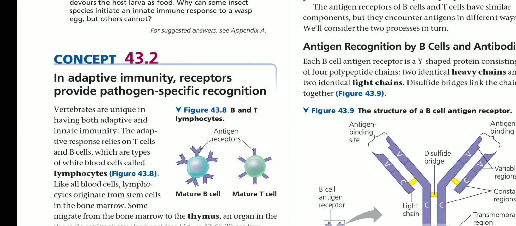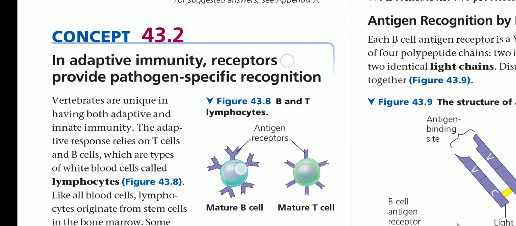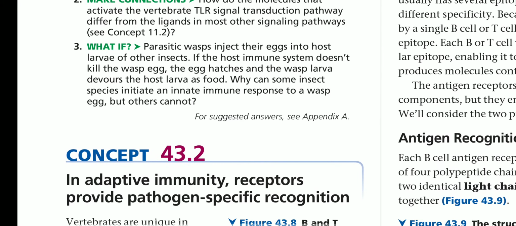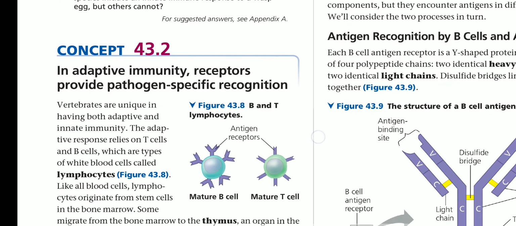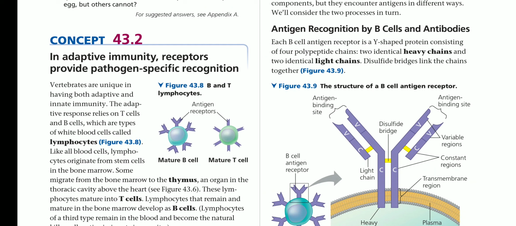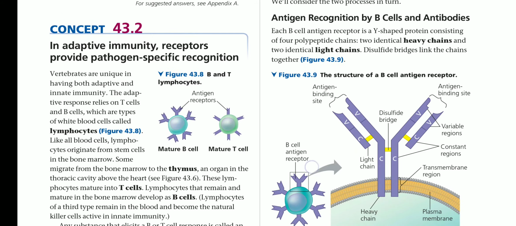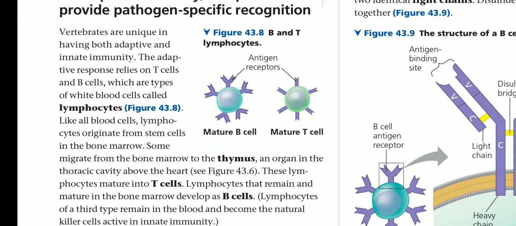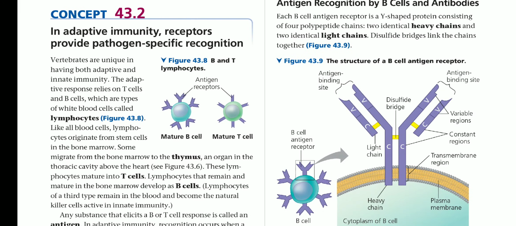Now come to adaptive immunity. Receptors provide pathogen-specific recognition. Here is the structure of a mature B cell and mature T cell. Before going to lymphocytes, this video is getting longer, sorry for that. The lymphocytes are T cells and B cells. B cells and T cells are both produced in the bone marrow, but the T cell has to move to the thymus gland where it matures.